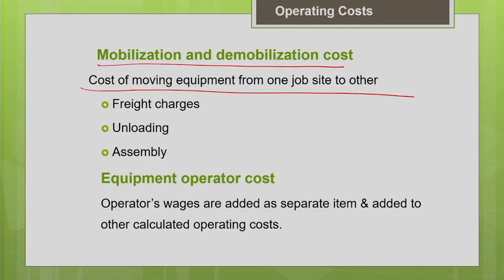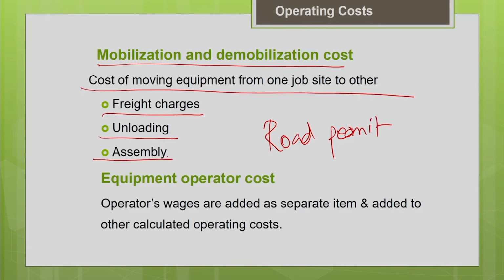This includes your freight charges, transportation charges, as well as the loading and unloading charges of the machine, and the road permit. Even the road permit charges for mobilizing the equipment to the particular project site and getting the equipment ready, or installation and assembly charges, everything comes under this mobilization and demobilization cost. Everything should be accounted for accordingly, and you can estimate the hourly cost.